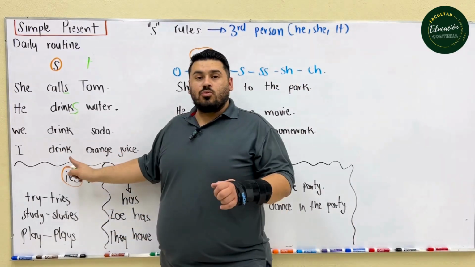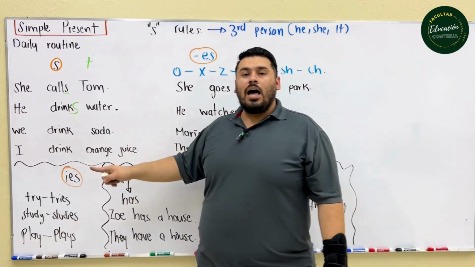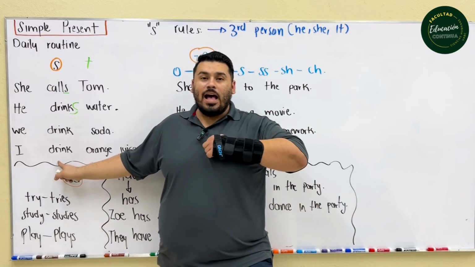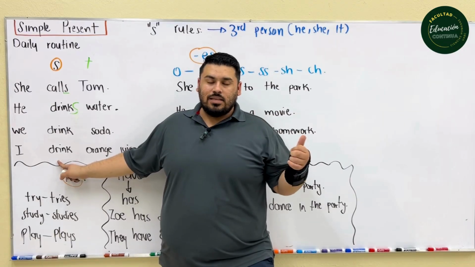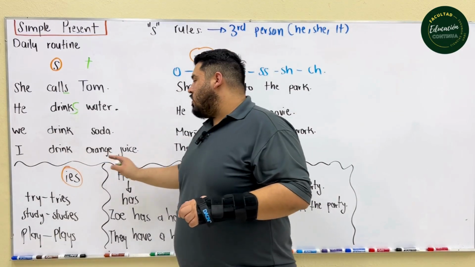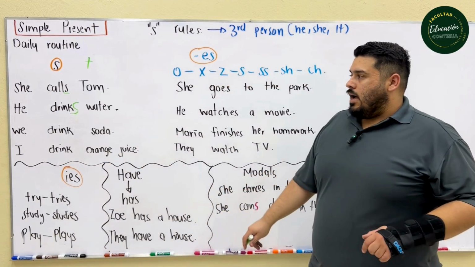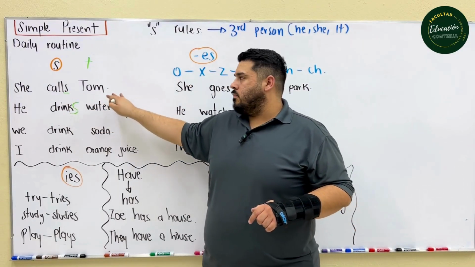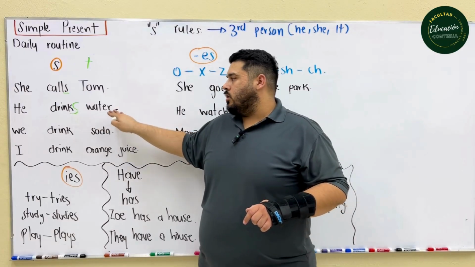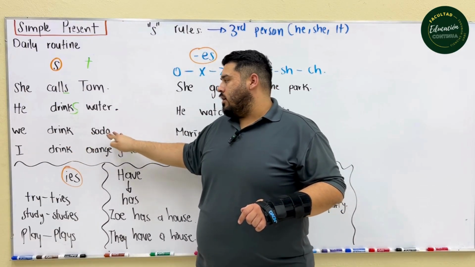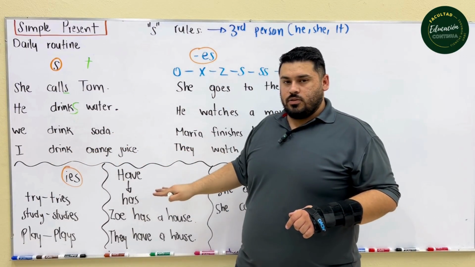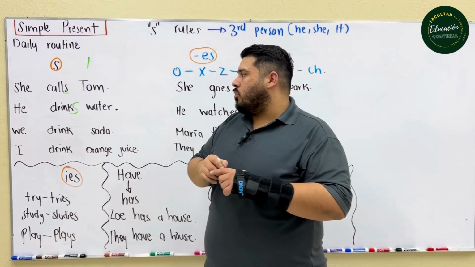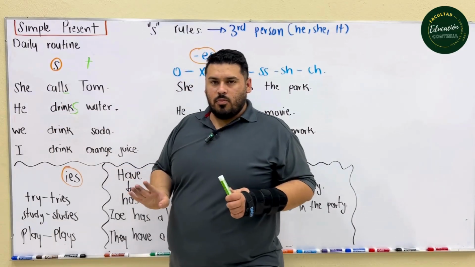I drink orange juice. That's the correct way. So for I, we don't use drinks. It's just drink. I drink orange juice. Now, repeat one more time. She calls Tom. He drinks water. We drink soda. I drink orange juice. That's just the rule for an S, the common way for all the words.